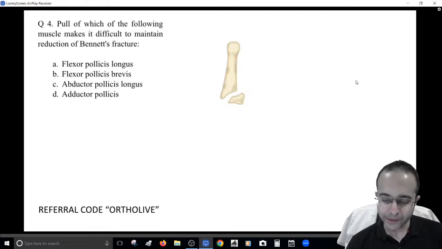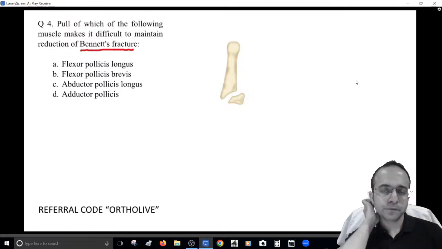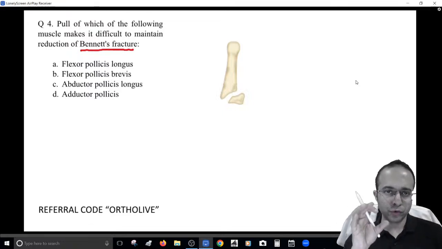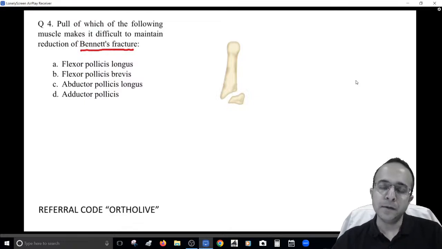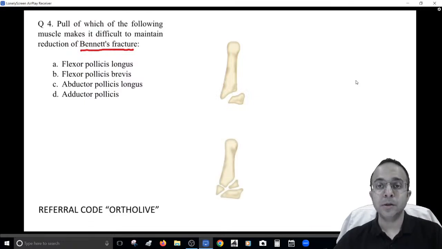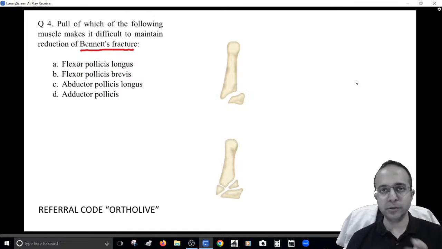Pull of which muscle makes it difficult to maintain a reduction when you are treating a case of Bennett's fracture? So that's another troublesome question. That's been a part of the MCQ exams that you guys have faced over the past few years, and perhaps a lot of questions come on Bennett fracture or its twin, Rolando fracture. So I will take this opportunity to settle all the doubts altogether.